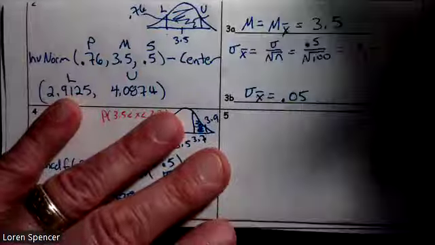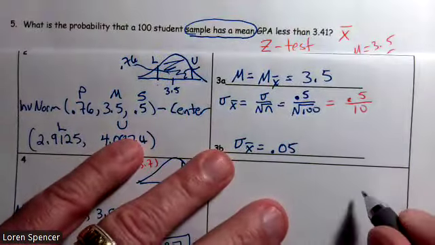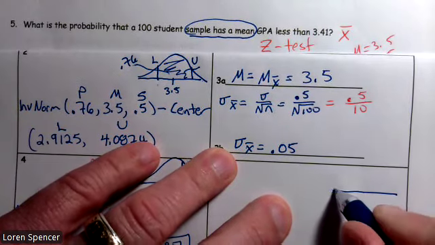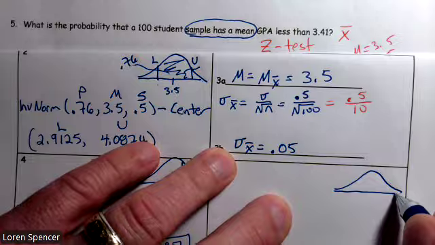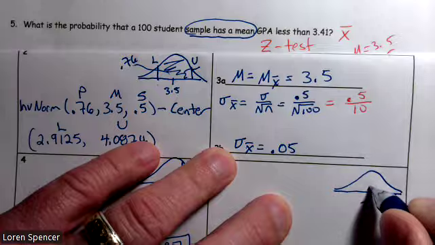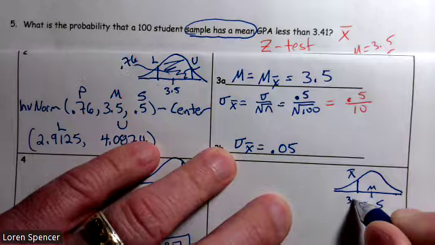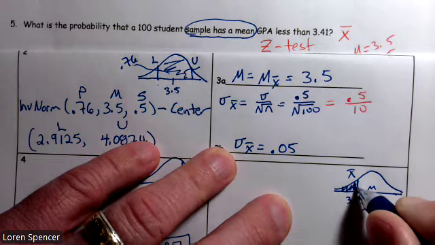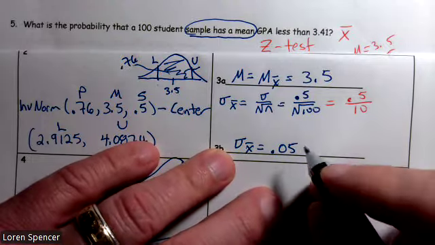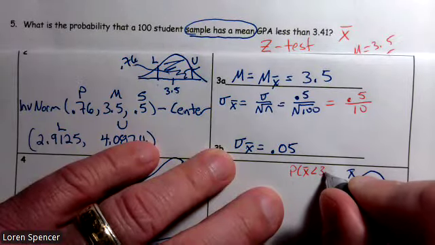And we have a mean less than 3.41. So our picture, we're centered at 3.5. That's our mean. We want to know the likelihood that we have an X bar of 3.41 or less. So that's our shaded area, 3.41 or less. Our probability statement would be the probability that X bar is less than 3.41.